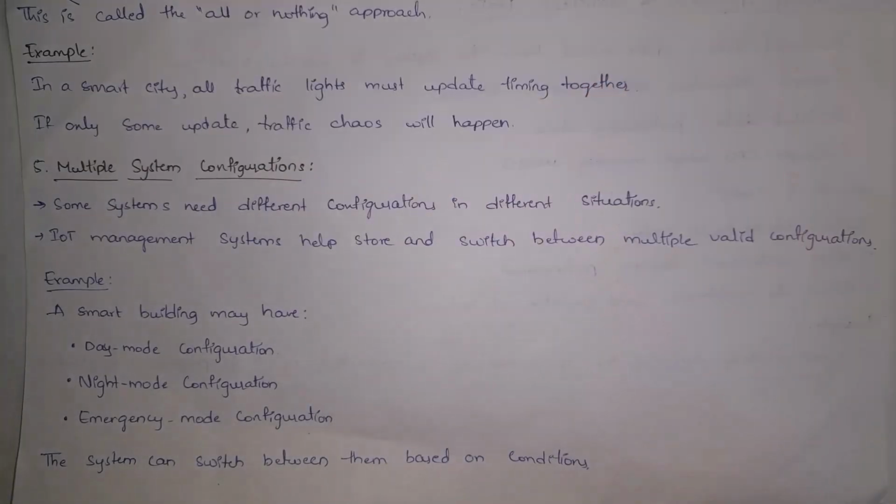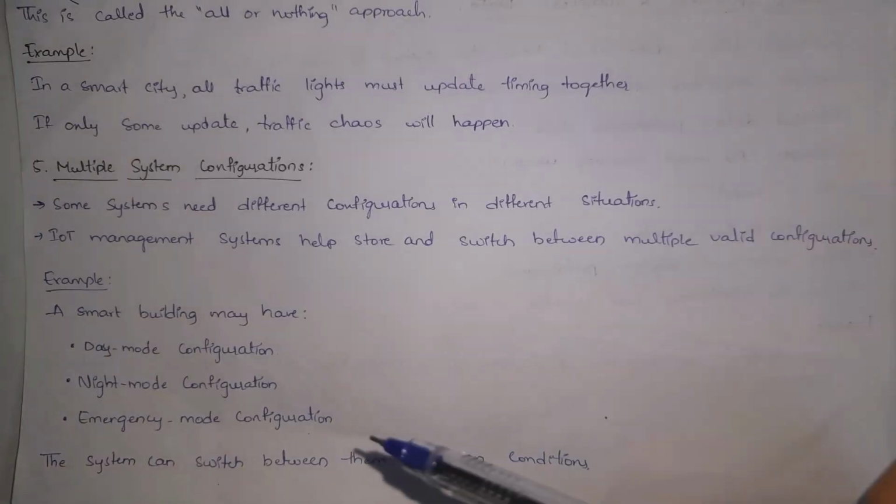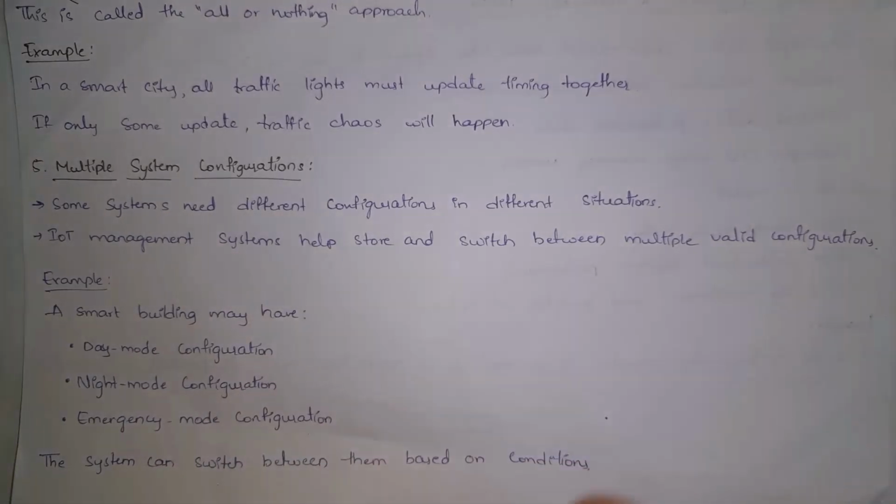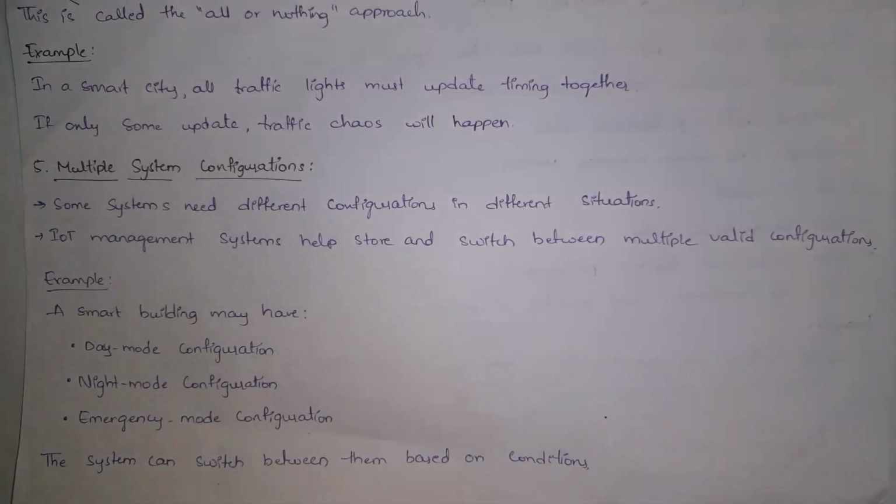And the fifth one is multiple system configurations. Guys, IoT system management can do different configurations in different situations. So an IoT management system can store various kinds of configurations and switch between them based on the situation. For example, if you consider a CCTV example, in day mode, there are different configurations. Whereas in night mode, there are different configurations. And also in emergency mode, there are different configurations where alarms will sound. So based on situations, configurations will change.